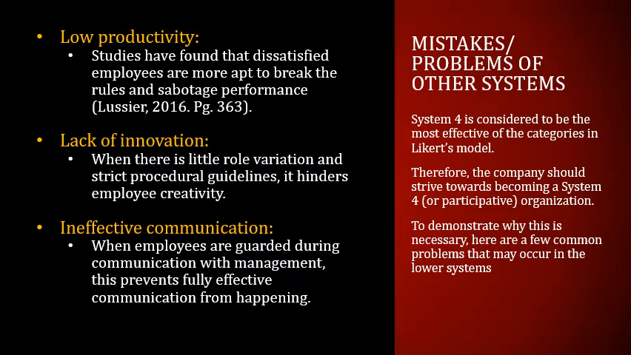Mistakes and problems of other systems. As we know now, System 4 is considered to be the most effective of the categories in Likert's model. Therefore, the company should strive towards becoming a Systems 4 or participative organization. To demonstrate why this is necessary, here are a few common problems that may occur in the lower systems.